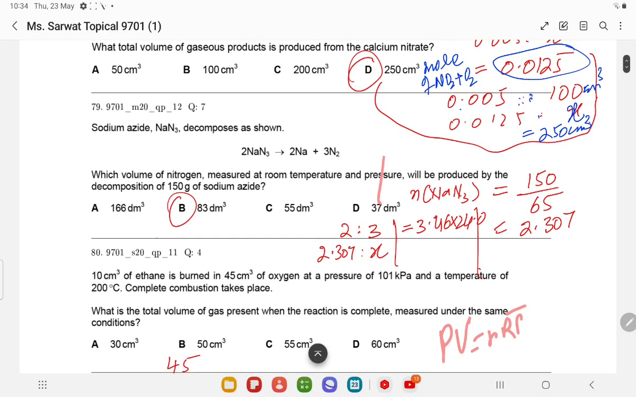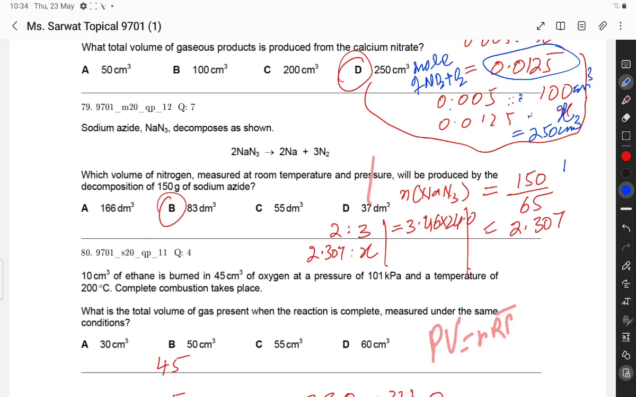Next question is sodium azide. Sodium azide decomposes as shown. Which volume of nitrogen, measured at room temperature and pressure, will be produced by the decomposition of 150 gram of sodium azide? By calculating, the mole of sodium azide is mass over Mr. 65 is the Mr of sodium azide, so we get 2.307 moles.